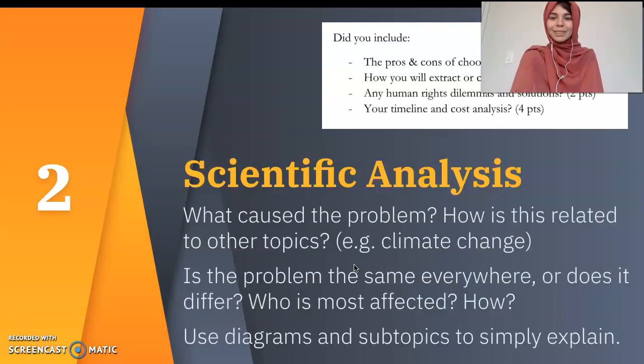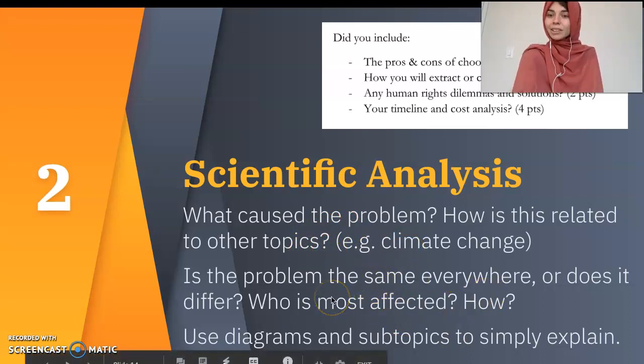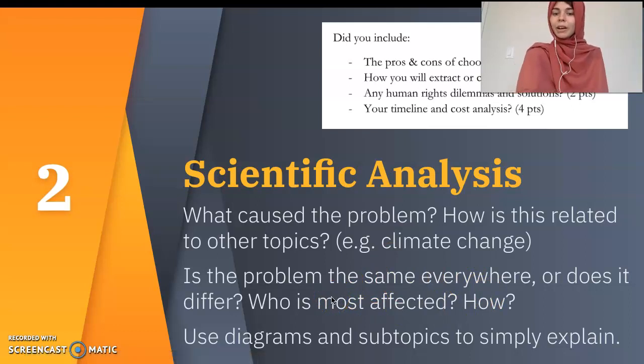Next, you want to move to scientific analysis. So here you can see what caused the problem, how is this related to other topics, for example, climate change. Is the problem the same everywhere or does it differ? So is it the same in Kenya as it is in Somaliland, as it is in Djibouti or Ethiopia?